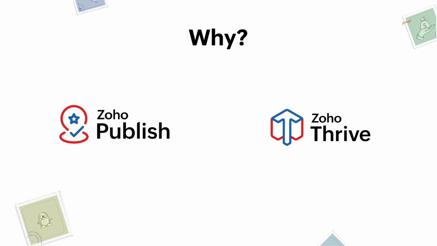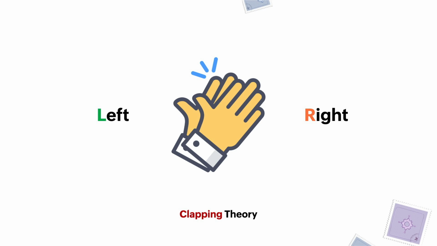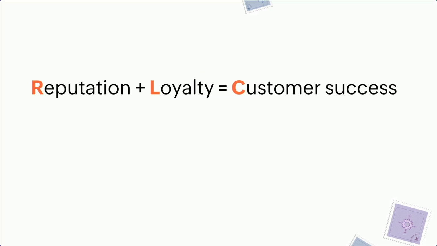It's my theory. It's called clapping theory. From your left and right hand, we're doing a more positive thing. It's a clap. You are just passing a positive vibe. A similar strategy applies here. For L, it is about managing your loyalty program for your business. For R, managing your reputation. That is a positive sign. Customer success.